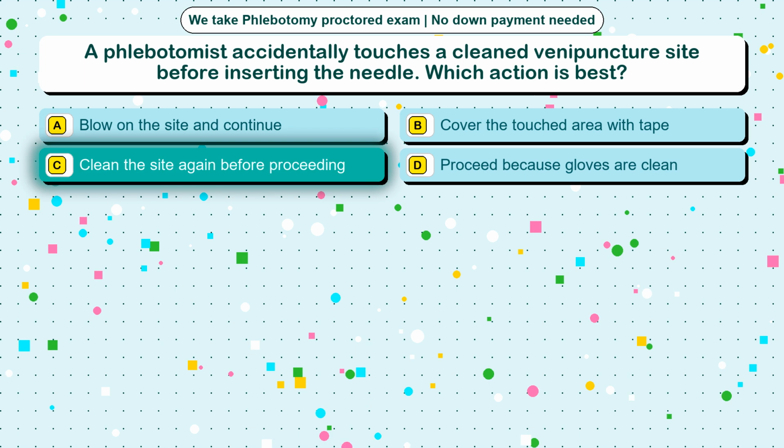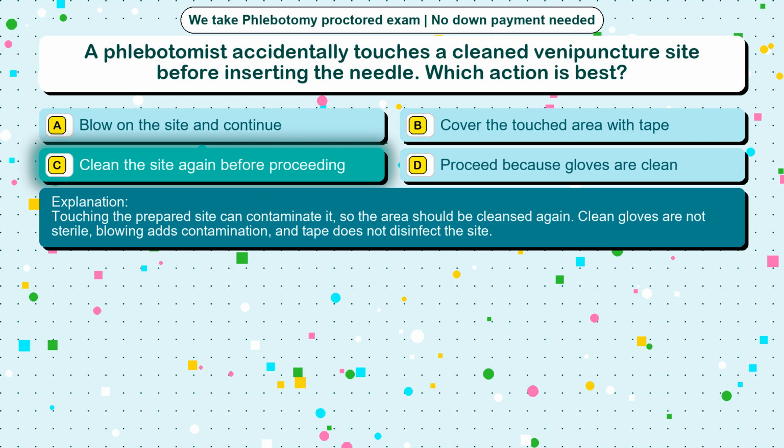The correct answer is option C. Clean the site again before proceeding. Touching the prepared site can contaminate it, so the area should be cleansed again. Clean gloves are not sterile, blowing adds contamination, and tape does not disinfect the site.